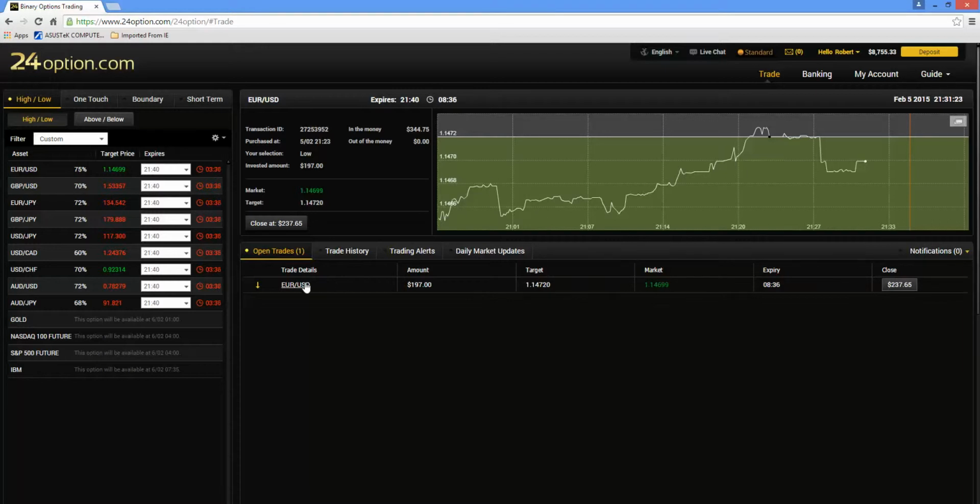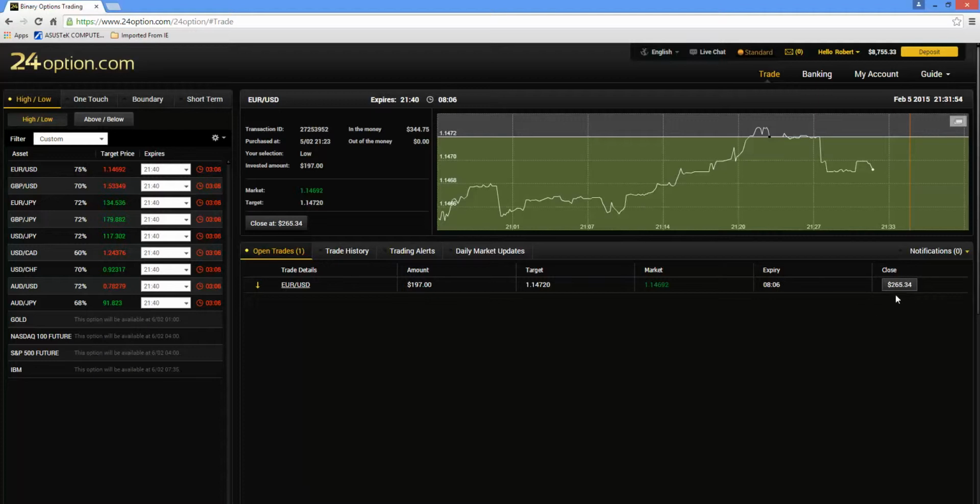So we went short, in other words, bought a put for the Euro US dollar, around $197. The entry is 1.14720, currently at 1.14697. So about 5 pips profit there. There's about 8 minutes left. Got a little bit of profit built into this.